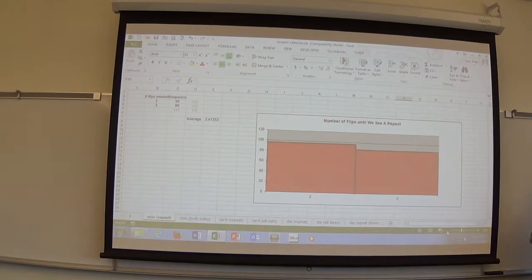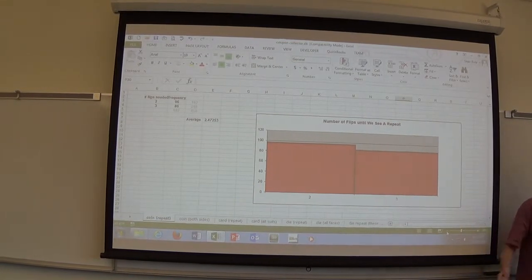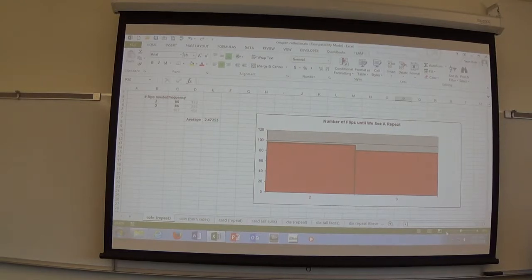So the first problem that we did in class was I gave you a coin, and I said flip it until you get a repeat. So flip it until you get either two heads or two tails. And we figured out pretty quickly it takes a maximum of 3 flips. Because if you go heads, tails, or tails, heads, the next flip is going to match one of the ones you already had. And if you go heads, heads, or tails, tails, you're done. So it's either 2 or 3 flips.